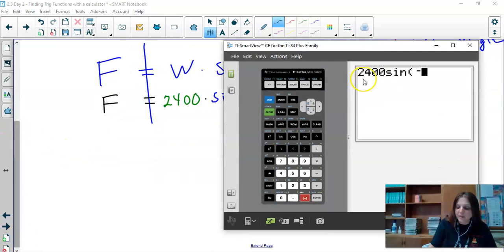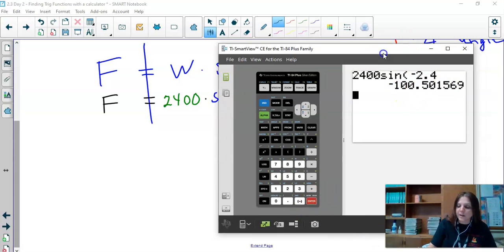As you're typing this in, 2,400 sine, the negative 2.4, you need to use the negative key at the bottom of your calculator, not the subtraction sign. It does make a difference. So 2,400 times the sine. Notice how I don't even have to put the multiply in there. The calculator knows. And I get negative 100 and some change.